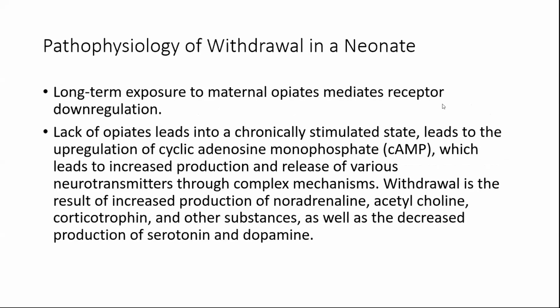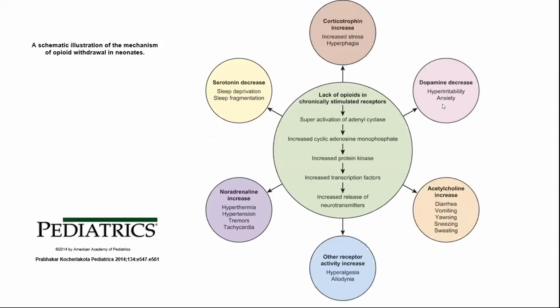So lack of the opioids leads to a chronically stimulated state, leads to upregulation of the cyclic adenosine cycle, which I'm going to show you a nice little picture of in a second. It increases the production and release of various neurotransmitters through complex mechanisms. Withdrawal is a result of increased production of noradrenaline, acetylcholine, corticotropins, and other substances, as well as a decrease in serotonin and dopamine.